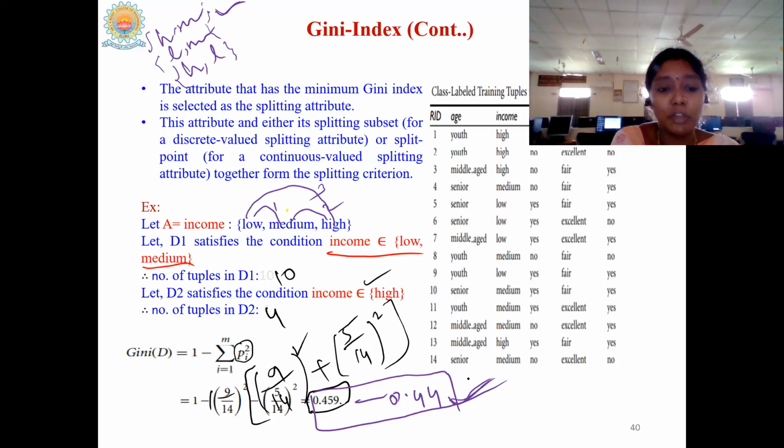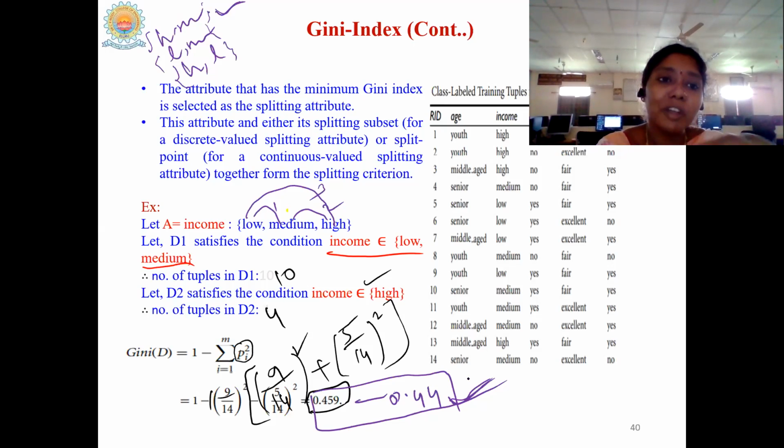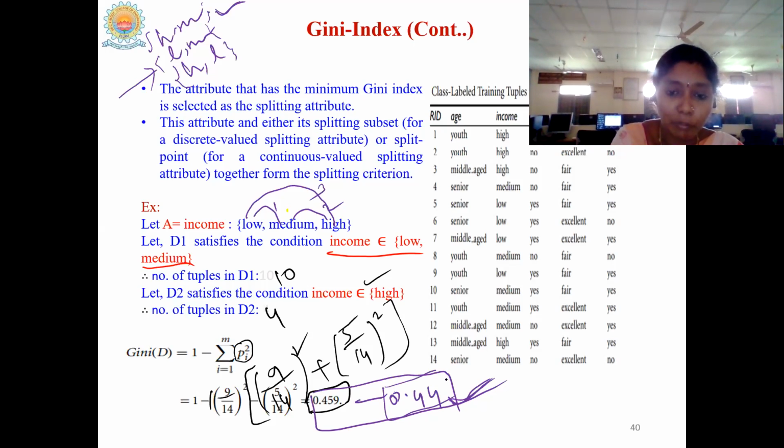Don't do this subtraction directly. Before that, we need to do one thing. What we need to do next? We need to take this subset and repeat the same process, and we need to get the GINI index of the split. What is the GINI index of the split? 0.44. Like that, we need to get the values for the remaining two also.